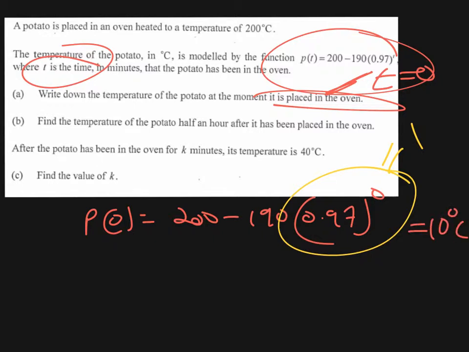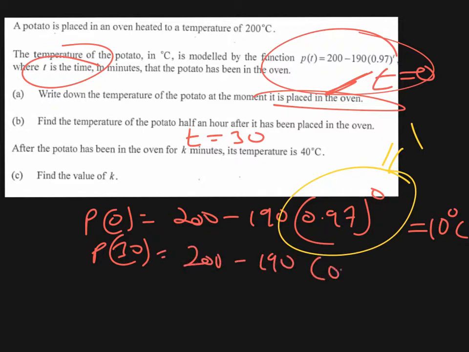In part B, it says find the temperature of the potato half an hour after it's been placed in the oven. So again, here fairly straightforward for such a long way through the paper. T is 30. So again, you're just going to substitute into here. So effectively, you're being asked to find P of 30, which is going to be 200 minus 190 times 0.97 to the power 30, which is going to give you an answer of 124 degrees C.